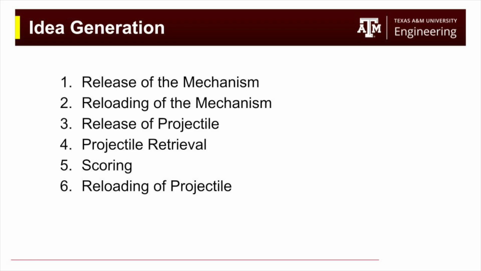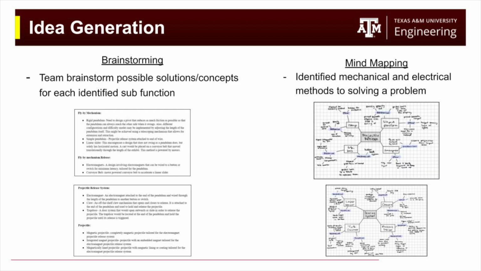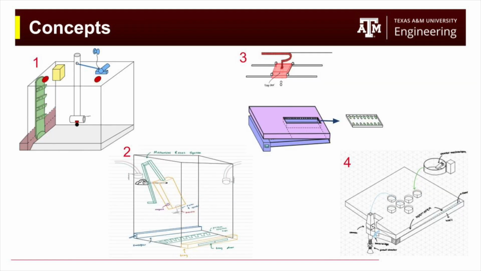From these requirements, we identified 6 different subfunctions to generate ideas. These subfunctions are the release of the mechanism, reloading of the mechanism, release of the projectile, projectile retrieval, scoring, and reloading of the projectile. As a team, we brainstormed various concepts for each identified subfunction. This provided a very broad understanding of the defined scope of this project and allowed us to transition to mind mapping, where we identified various mechanical and electrical considerations in order to better understand the potential consequences of each potential subfunction choice. As a team, we came up with 4 complete designs.